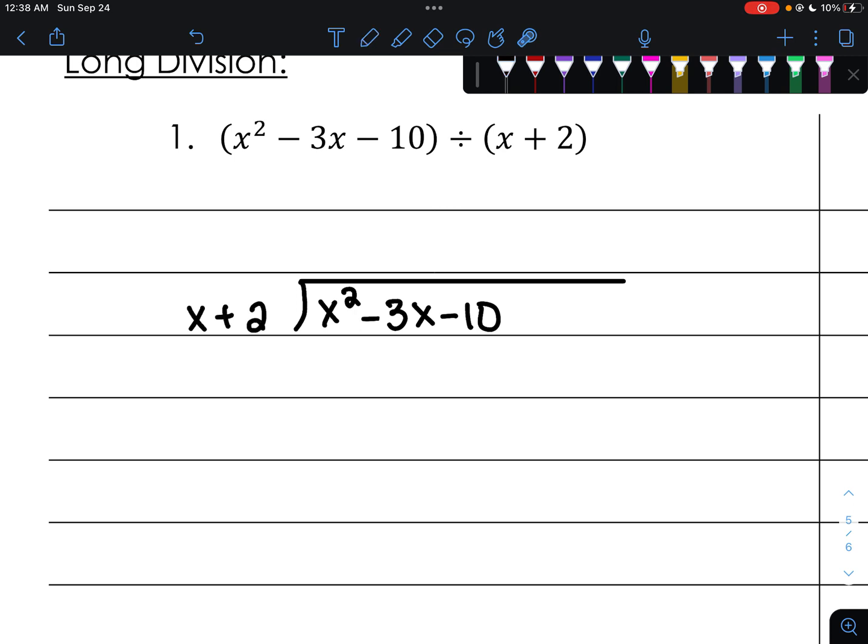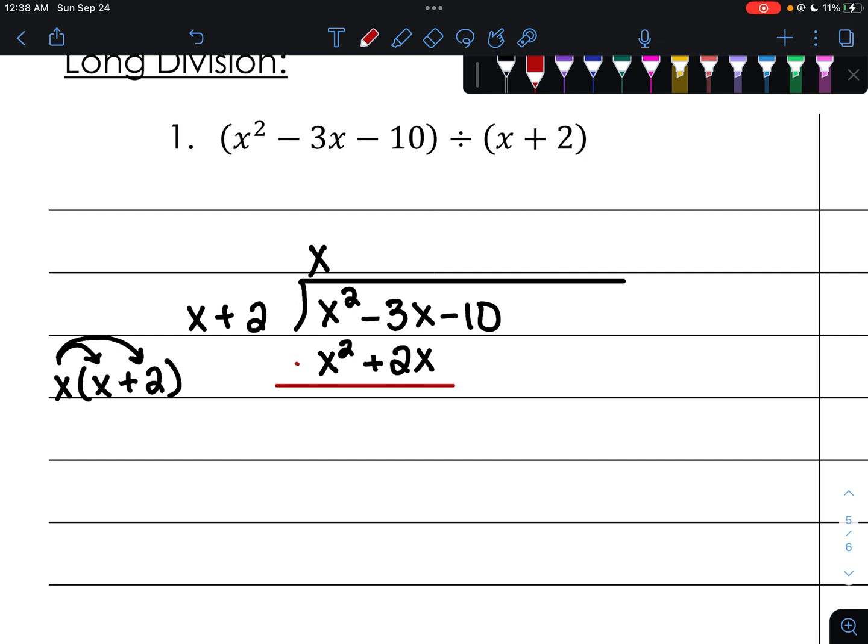So what we have to ask ourselves is, what do we need to multiply x by to get an x squared? That would be x. So off to the side, we're going to do the math where we do x times x plus 2. So x times x is x squared, which is what we wanted. X times 2 is a positive 2x. From here, we draw the line and change all the signs, and I like to circle the signs so I know that I changed them.